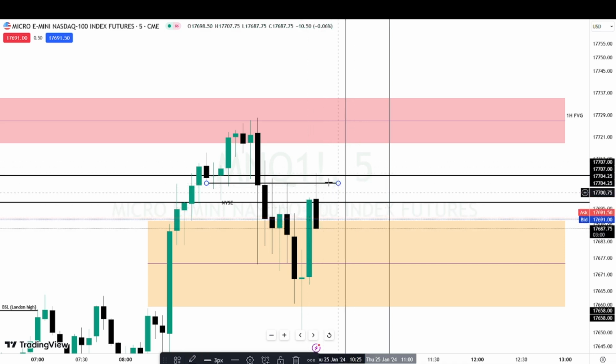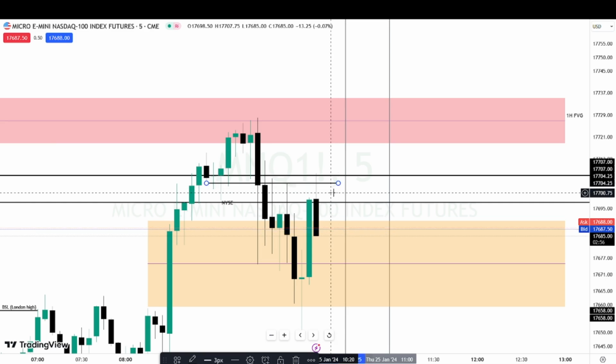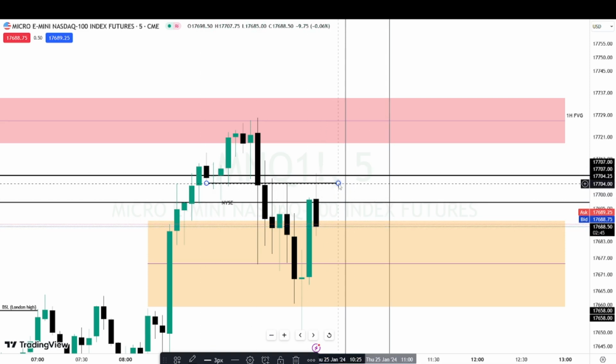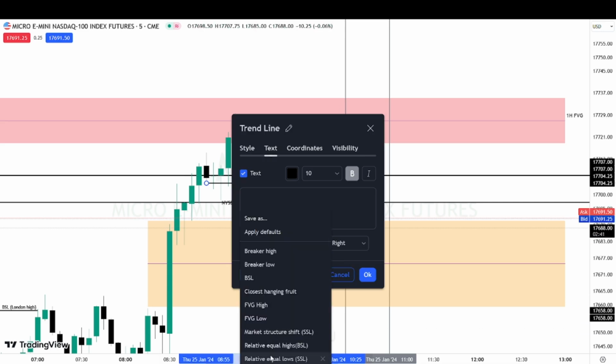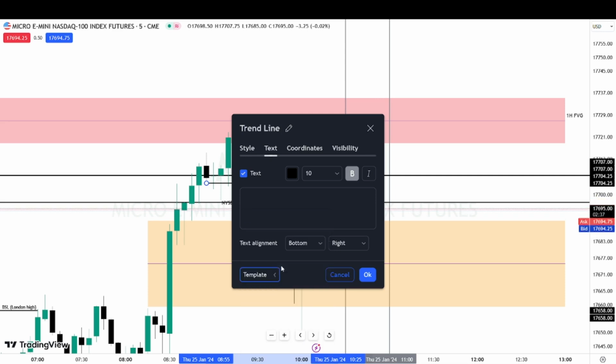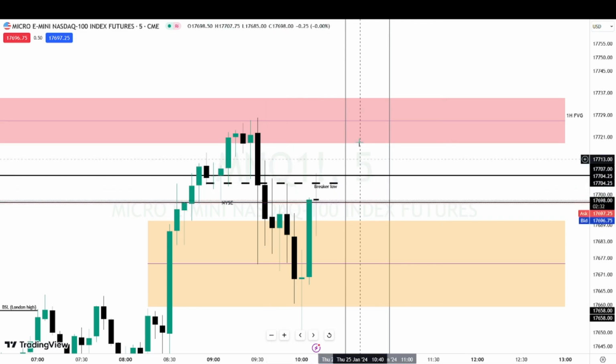But I'm also willing to sacrifice this trade, guys, because I like to trade where there is a fair value gap. When there's no fair value gap, to me, it's like a low probability trade. But we tested that breaker. This is a breaker low. As you can see, we tested that breaker, and you know what kind of a breaker I like to trade.